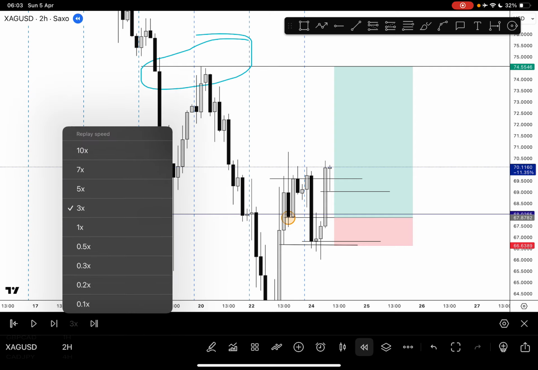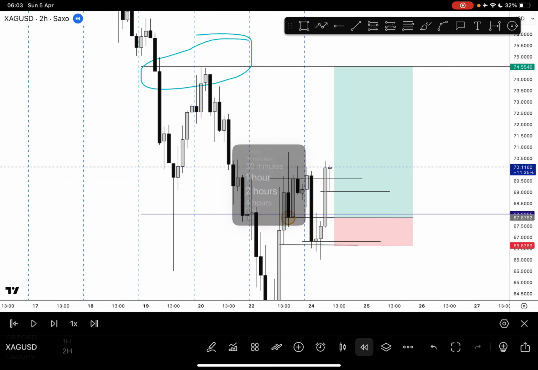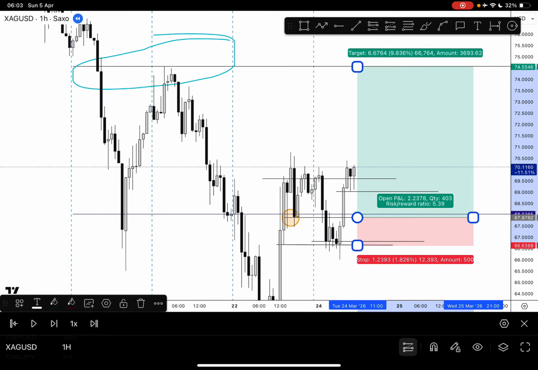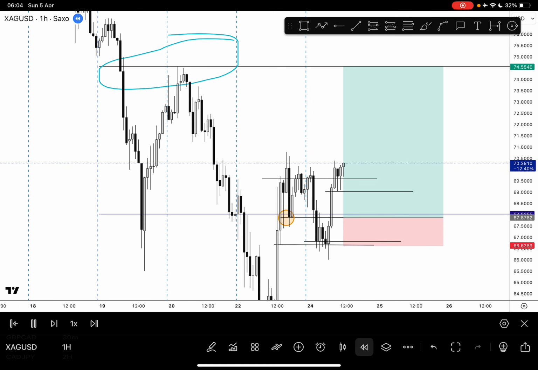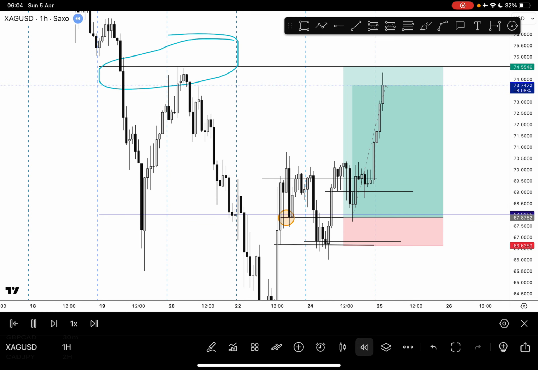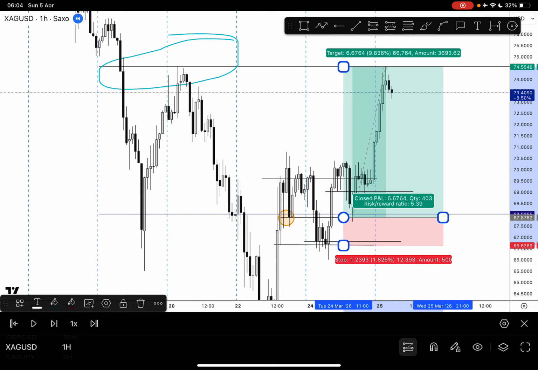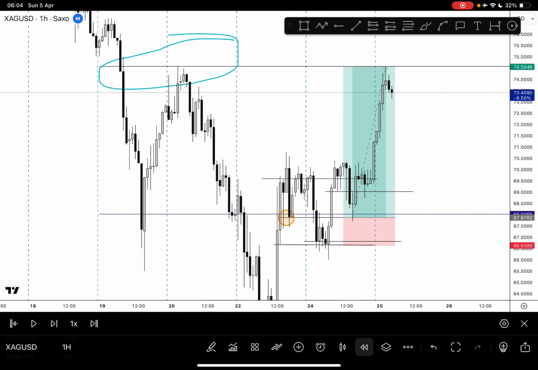So let's put it on the 1 hour time frame and play it forward. Let's see. This was a trade that we took. Now that is brilliant, right? That's your take profit smashed. That's our TP smashed. Beautiful 5.3 hour trade.